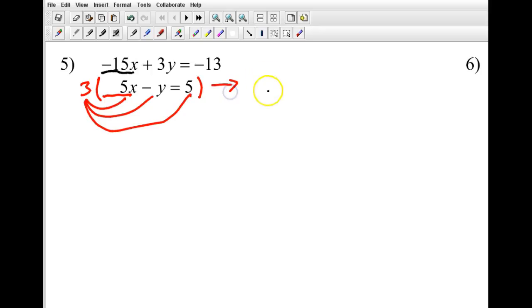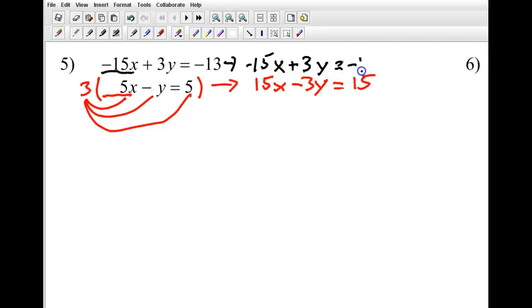Okay. So we have 15x minus 3y equals 15. Top just stays the same. Negative 15x plus 3y equals negative 13.